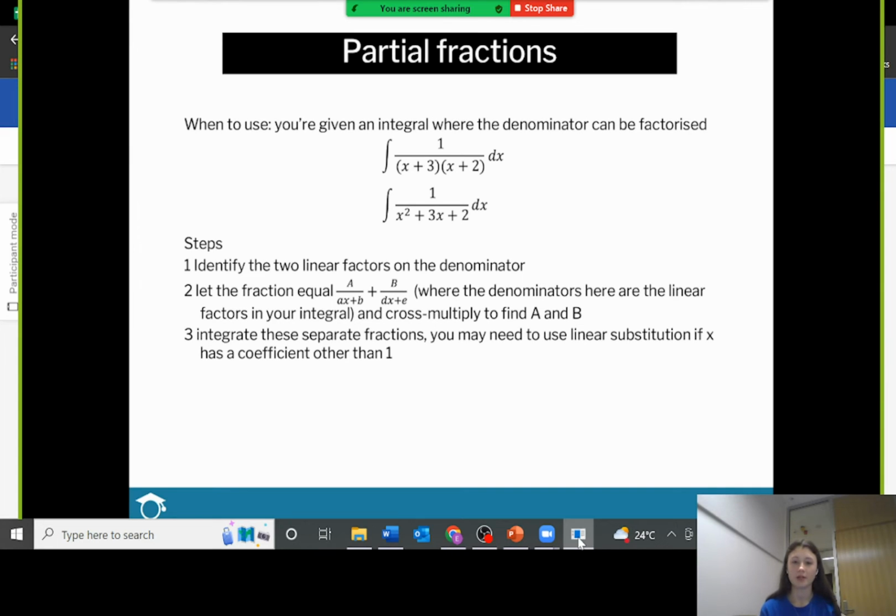Okay, getting on to partial fractions. So we're going to use partial fractions when the denominator can be factorized. So in the first example here, we have the denominator already in linear factors, and then in the second example, we have something which is just a quadratic, which we would need to factorize to get into the 2 linear factors, and therefore to use partial fractions.